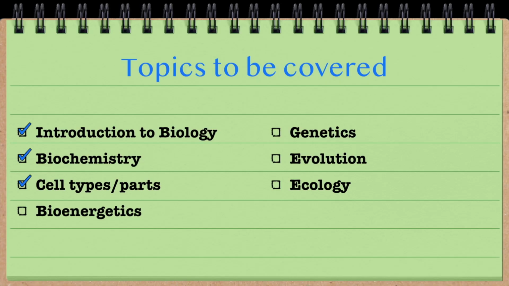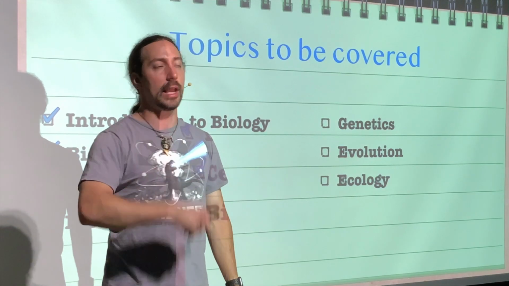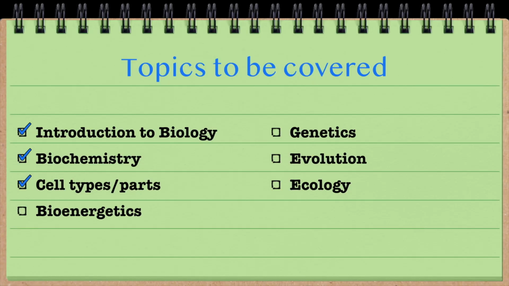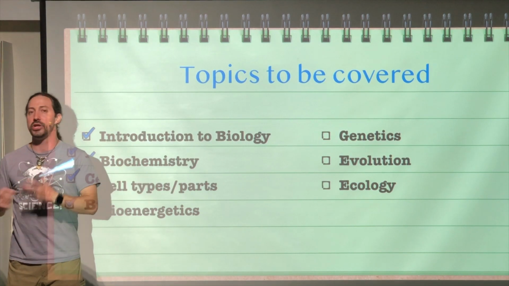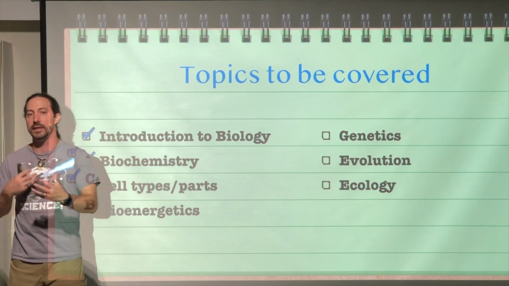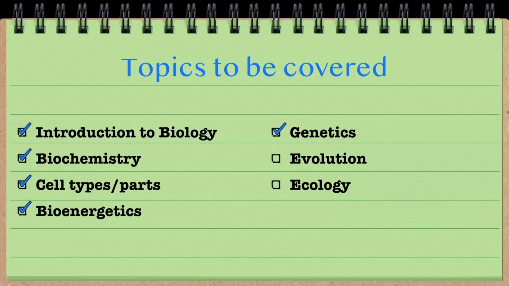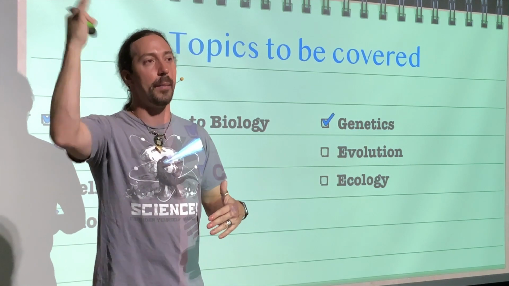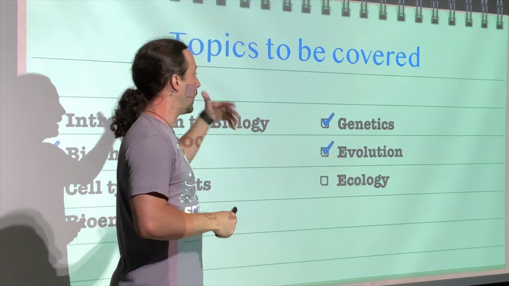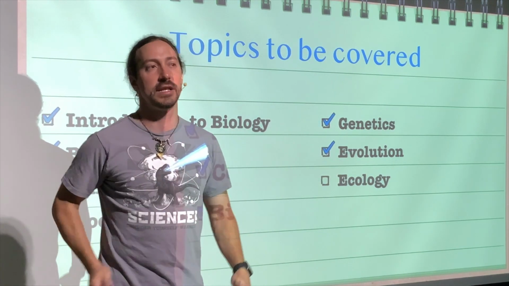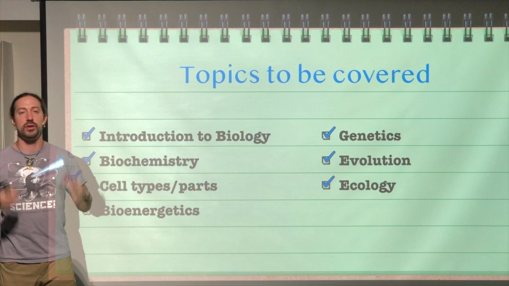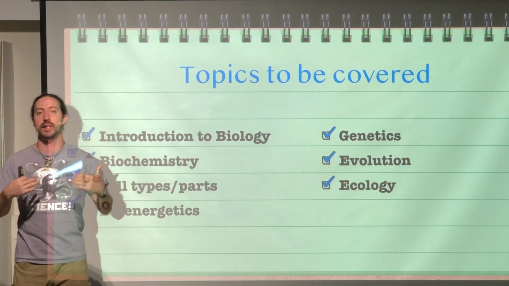Next is cell types and cell parts. So we're going to actually look at the cell. We'll talk a lot about what that is, how they're set up, why they are awesome. Then we're going to go into bioenergetics, which is really about energy use within a different organism or within a different animal or plant or bacteria, whatever it is. Then we go into genetics. That's basically looking at heredity, passing on genetic material from parent to offspring, moving on into evolution, and then closing out this entire video series with ecology. So those are the different units that we are going to cover in this video series.